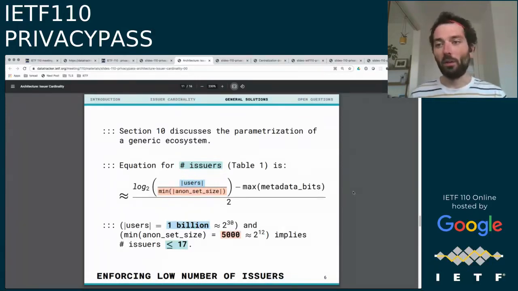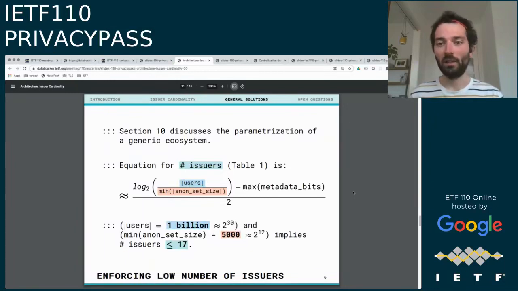And obviously if we take a smaller ecosystem, so the Privacypass browser extension currently only has a number of users in the hundreds of thousands, I believe, then you're going to have a much smaller allowed number of issuers. So this is going to impact the privacy of clients quite considerably, or it's going to impact the practicality of the ecosystem in not allowing many issuers.